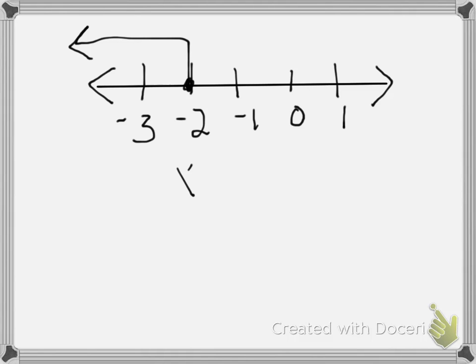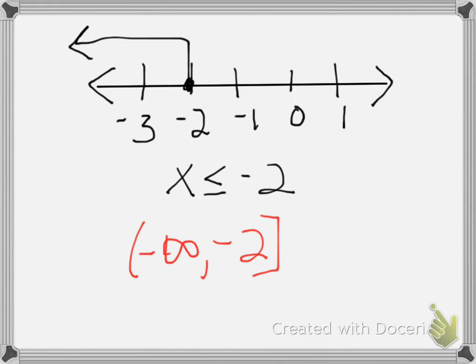This graph is read x is less than or equal to -2. So it's -infinity to -2. Remember that you always read it from left to right. So for the negative infinity, it would be parentheses. There's a closed circle at -2, so you'll use a bracket.